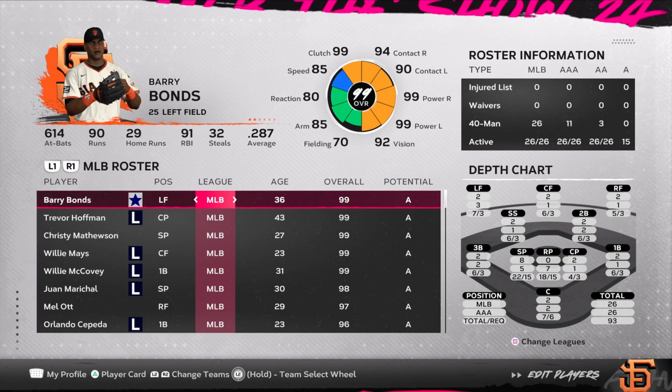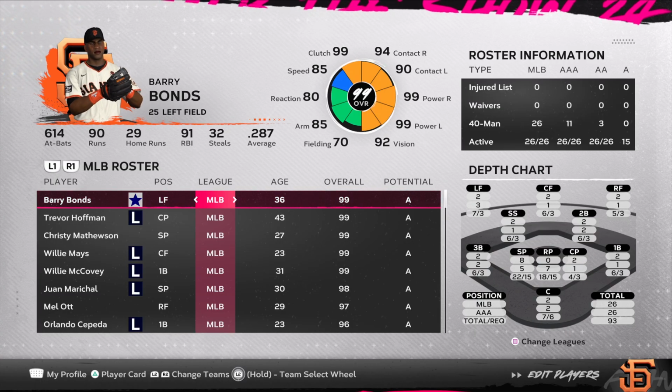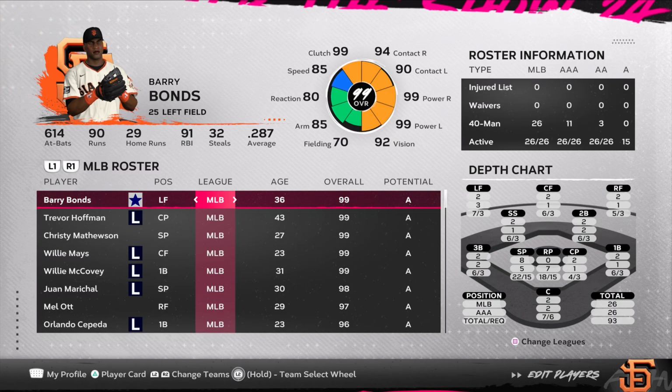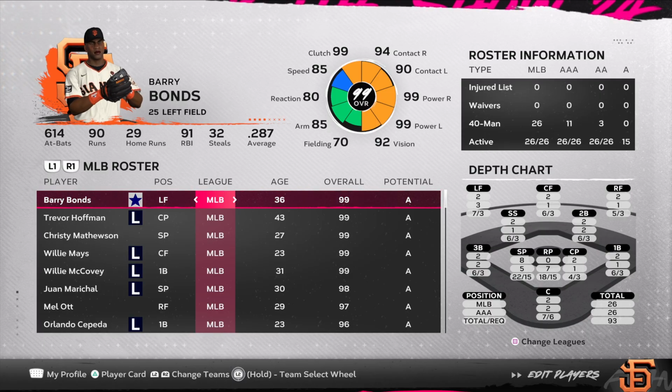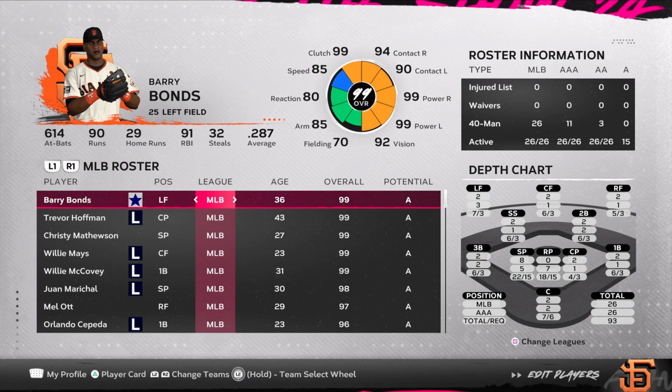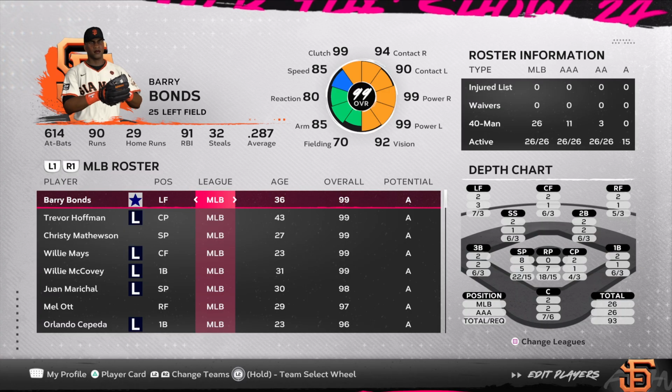So again, you should be seeing that 2 per position, 8 starting pitchers, 5 in the starting 5, 3 in the bullpen, and then the 2 closers as a setup man and closer. And that's what's going to make up each team.